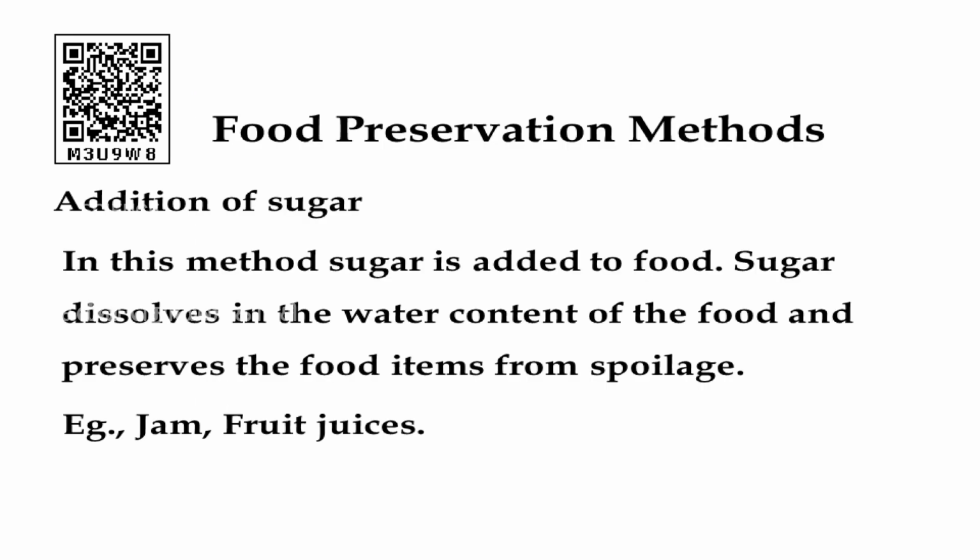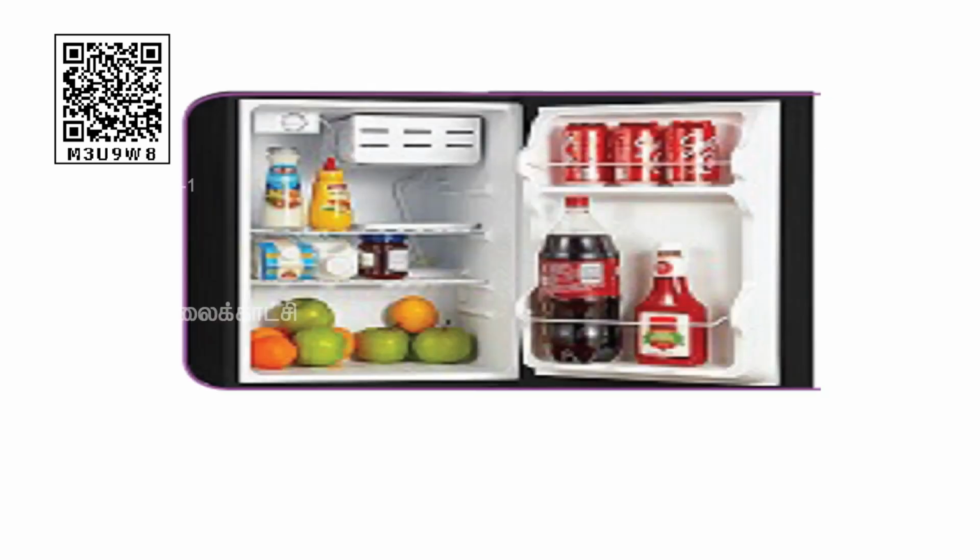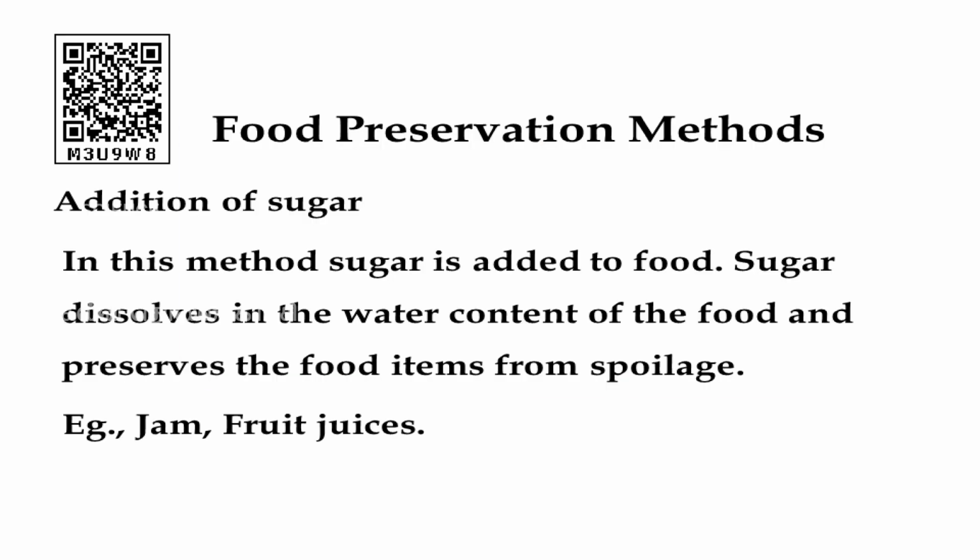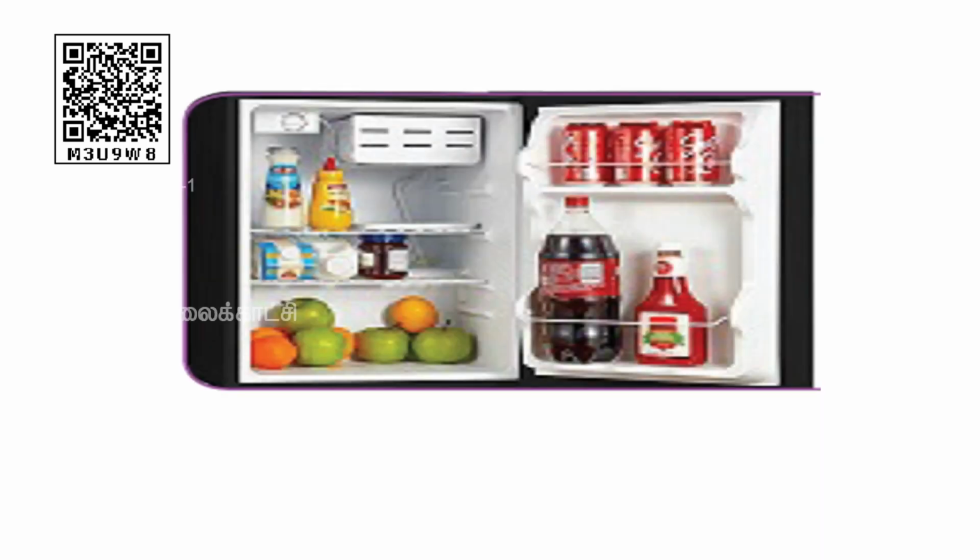Now, addition of sugar also prevents food spoilage. For example, jam and fruit juices. The sugar dissolves in the water content of the food and preserves the food items from spoilage. If you do not add any sugar to the fruit juice, definitely it will be spoiled within 1 to 2 hours. If you add sugar, it will preserve the food for at least 5 hours.